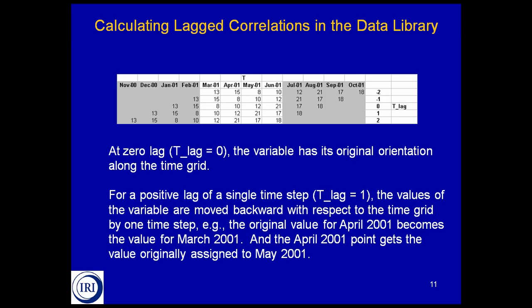At 0 lag, which is T_lag equal to 0, the variable has its original orientation along the time grid. For a positive lag of a single time step, where T_lag equals 1, the values of the variable are moved backward with respect to the time grid by 1 time step. In other words, the original value for April 2001 becomes the value for March 2001, and the April 2001 point gets the value originally assigned to May 2001.